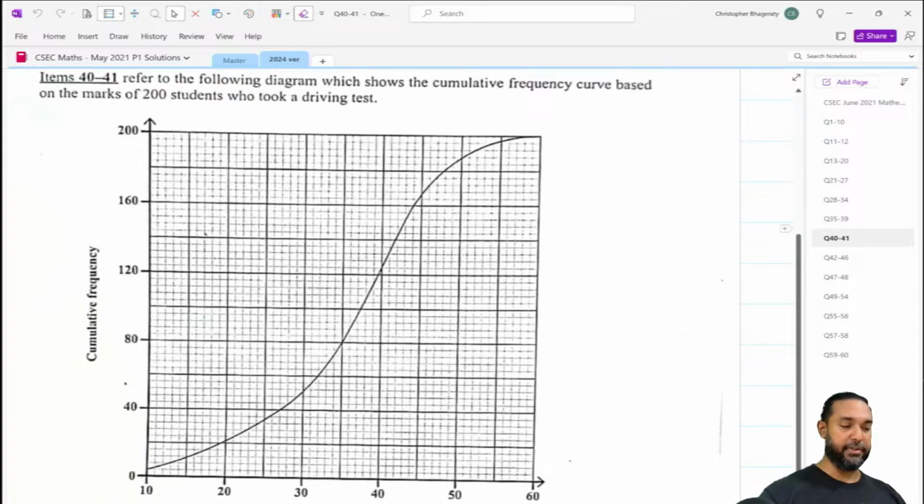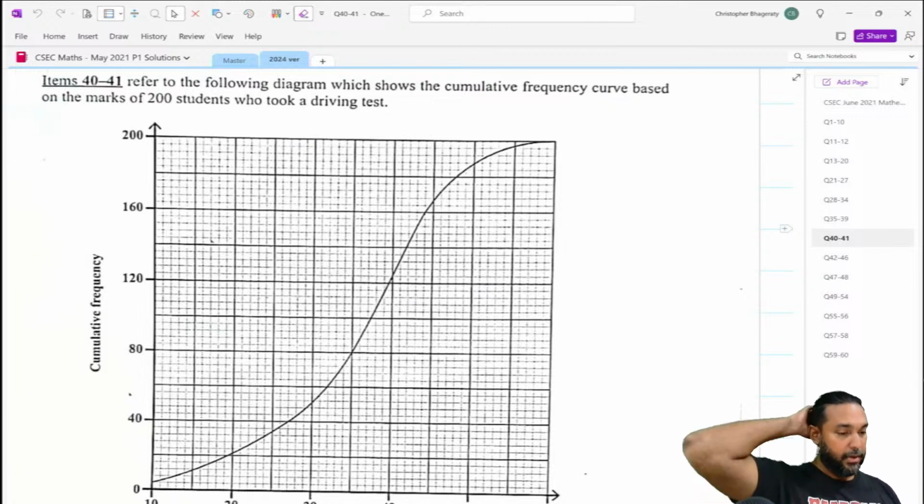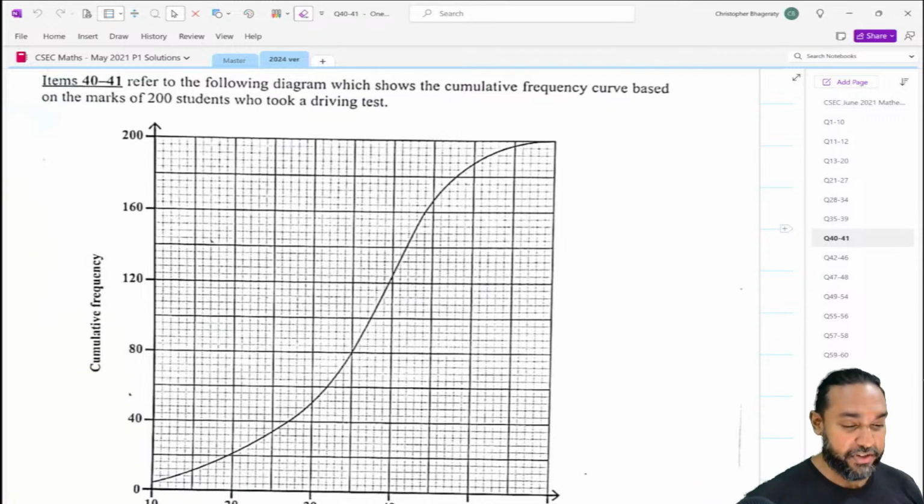All right, items 40 to 41 refer to the following diagram, which shows the cumulative frequency curve. Sorry, 1 second. What do you think? This totally new cumulative frequency curve is totally never seen before. Right, so it shows the cumulative frequency curve based on the marks of 200 students who took a driving test.